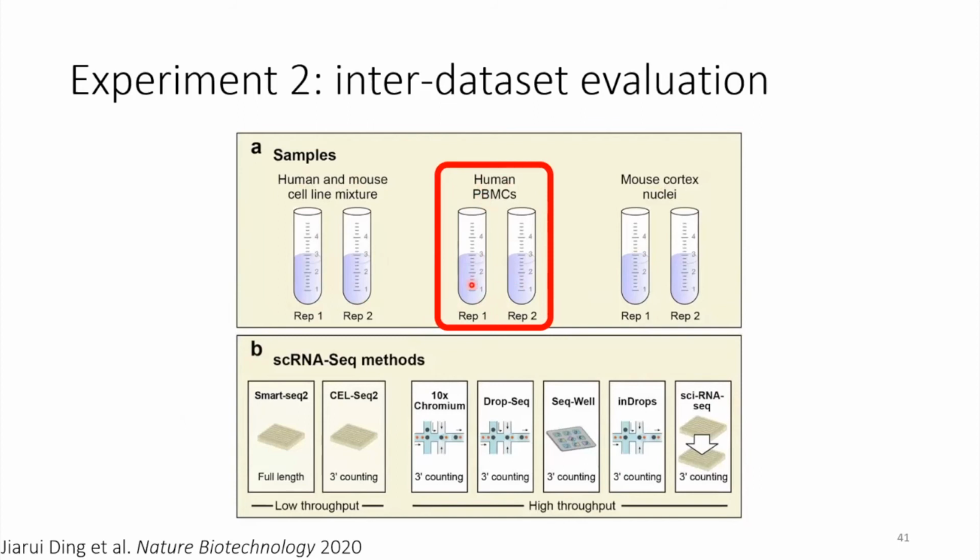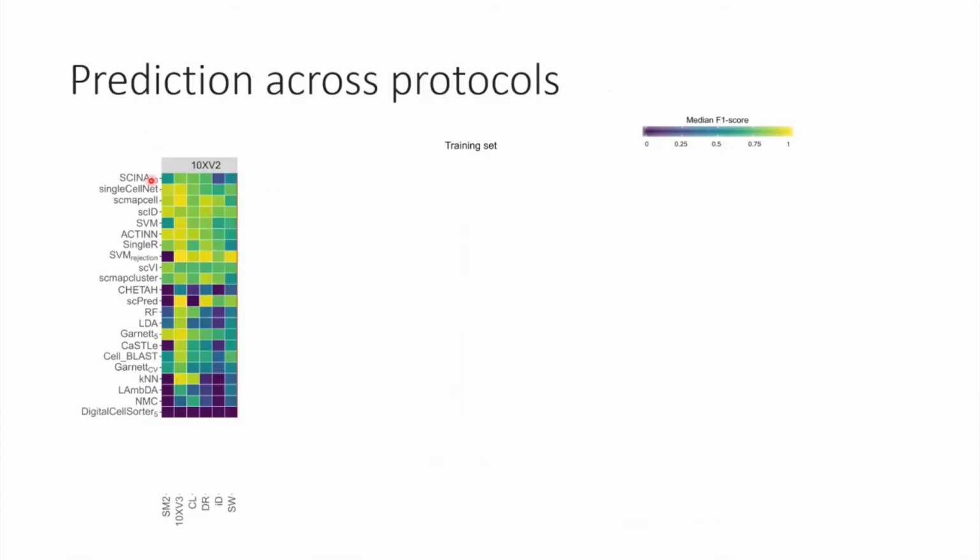This is human PBMC data. They had 2 replicates of the same sample, and then it's tested using different single cell protocols. So we thought, this is interesting. We can train on one replicate of one technology, test on the second replicate of the same technology, but we can also take replicate 1, train on, I don't know, 10x version 3, test on indrop, and so on. So we thought this would be fun to do.